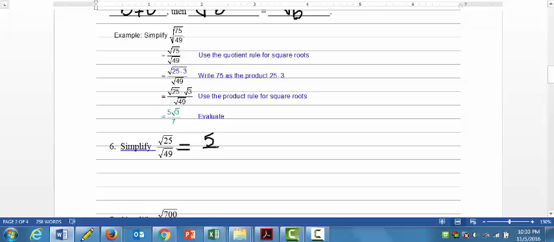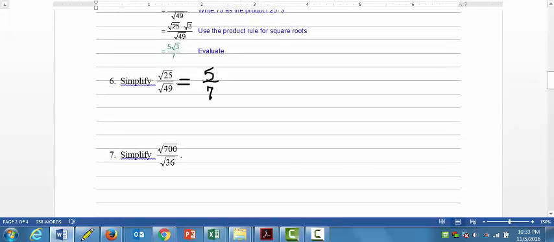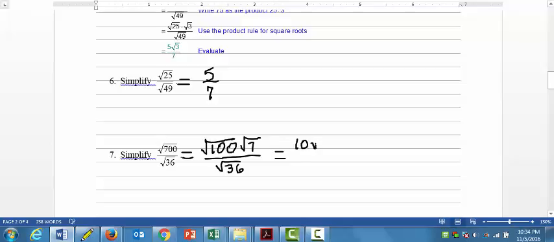So let's simplify the square root of 25 over the square root of 49. That would be 5 over 7. I apply the square root to the numerator and to the denominator. The square root of 700 over the square root of 36 is the square root of 100 times the square root of 7 over the square root of 36. Notice 100 is the largest perfect square factor of 700. So I evaluate the square roots of the perfect squares, and I get 10 square root of 7 over 6. And now I need to reduce 10 over 6.